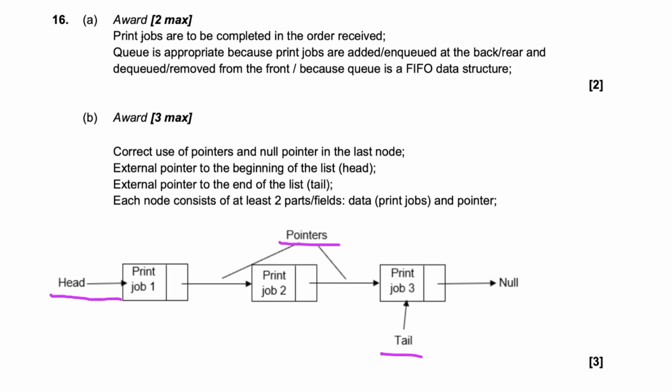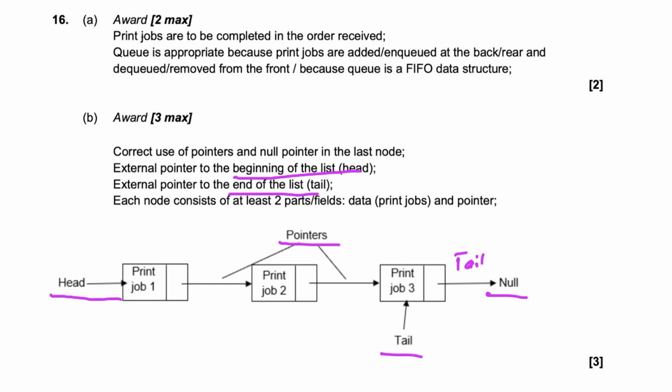And right here, just looking at the mark scheme, it says correct use of pointers and null pointer in the last node. So we have to have this external pointer to the beginning of the list, head, and an external pointer to the end of the list, tail. So again, even if you had tail right here, as we did before, that would still be correct. Honestly, online, when I looked this up, I saw the tail referring both to this pointer and to the last node. Similarly, that's true with the head. But if you're going to write it here either way, it's going to be correct.